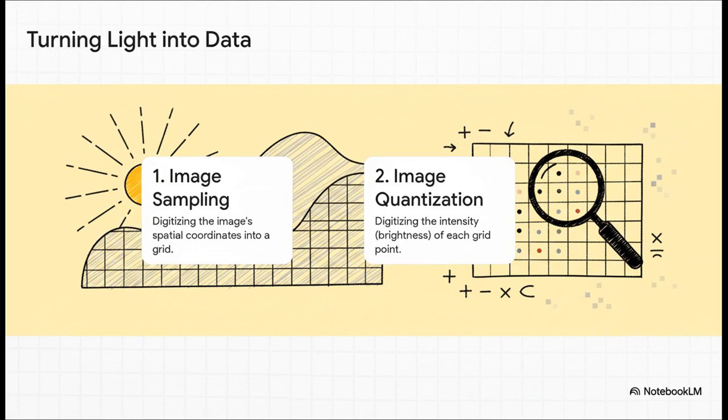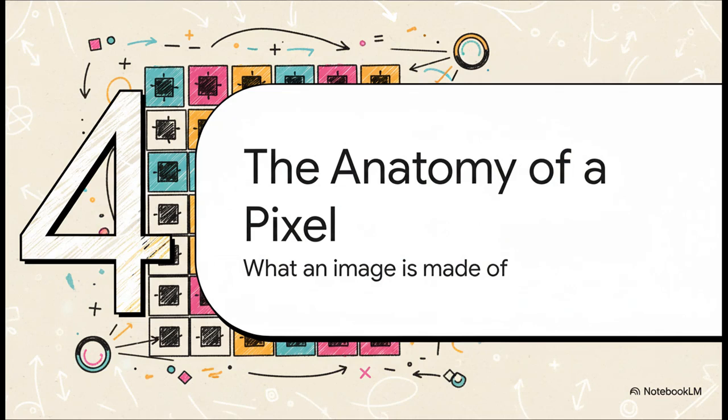And that's it. Boom. We've just turned light into a big list of numbers. And what do we call those little grid squares, each with its own coordinate and its own number for brightness? Yep, you guessed it. Pixels. They're the fundamental atoms, the building blocks of every single digital image you have ever laid eyes on. So let's break them down.